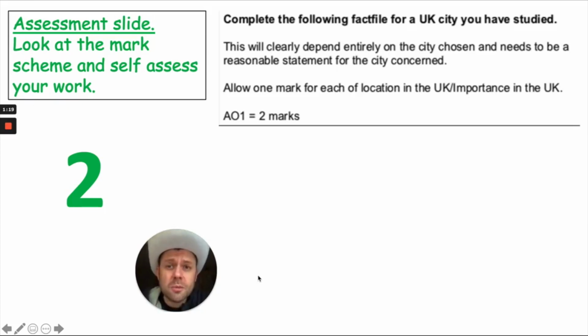Other things you could talk about: football clubs, the fact that it's got lots of huge stadiums that people from all over the country come and visit during Premier League matches, well, they did during normal circumstances. And is there anything else you could add? But there's loads. That's what I was going to say.